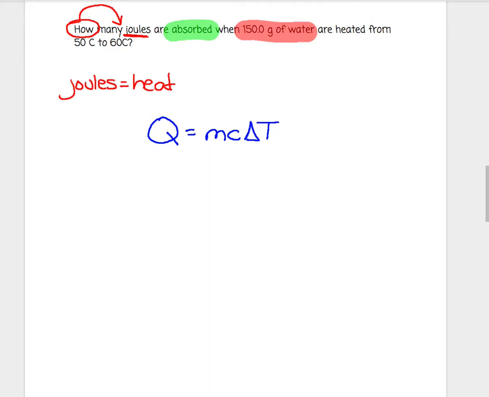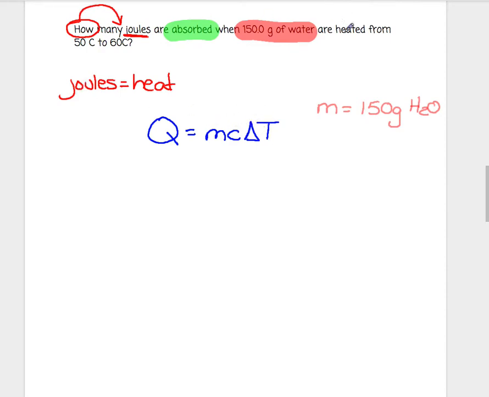150 grams is my mass. Mass equals 150 grams. I'll just write H2O here so that makes everybody happy. Okay, that's my next piece of information that I have. Then I'm looking for C and delta T.